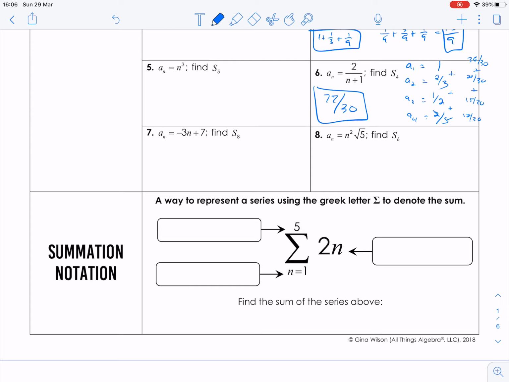And let's do this one. I like this. So it's A of 1, A of 2, A of 3, A of 4, A of 5, A of 6.